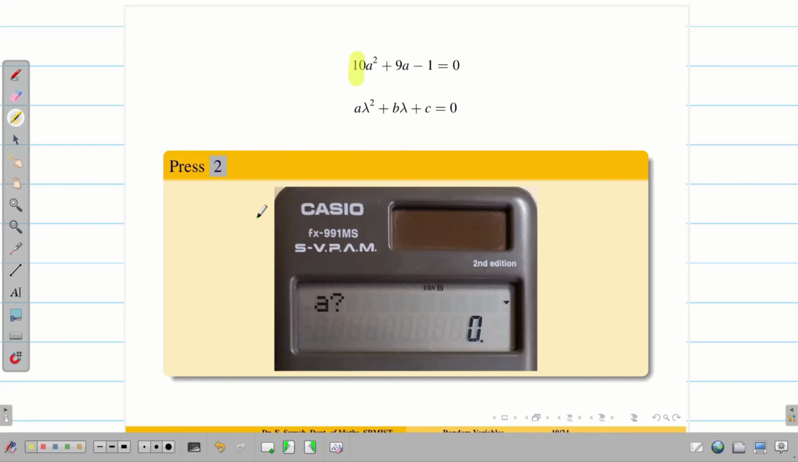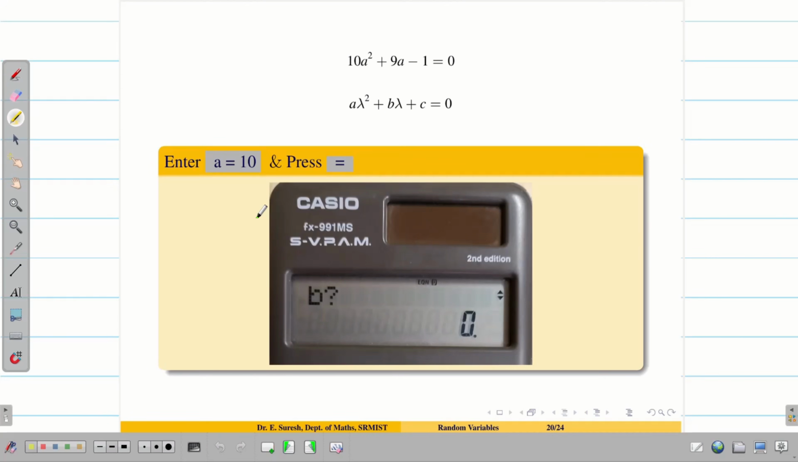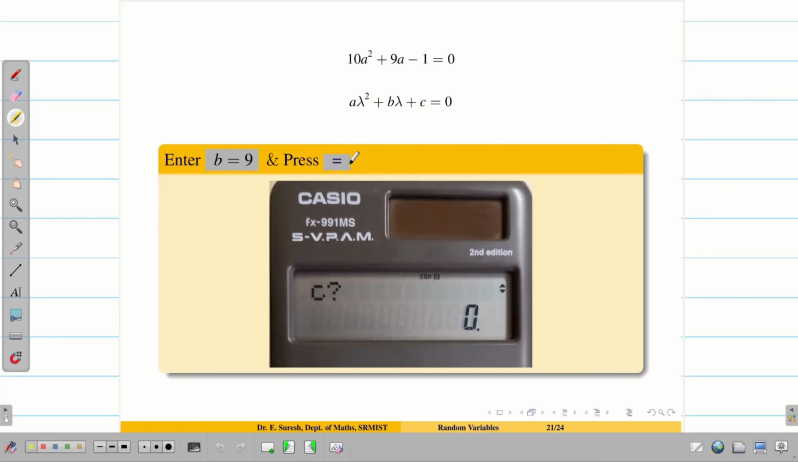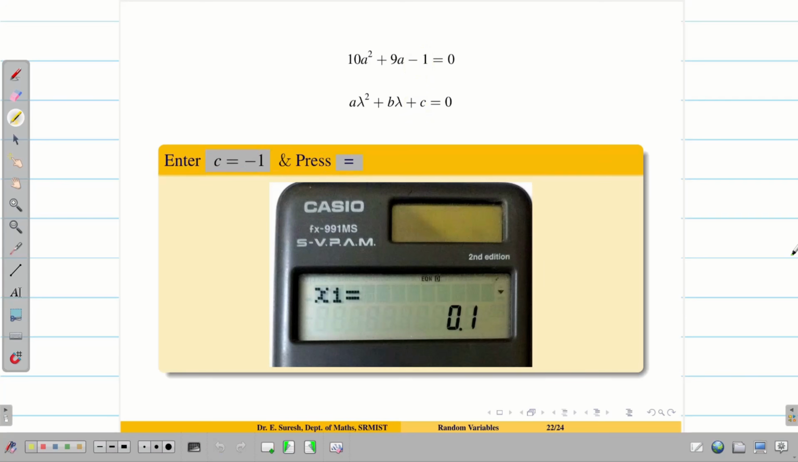So we enter a as 10 and then it will ask b. Now see the b value, it is going to be 9. So put b equal to 9 and then press equal to. It will ask c, the value is minus 1. So enter minus 1 in the calculator and press equal to. It will give the solution x1 is equal to 0.1. I can easily write this as 1 by 10.